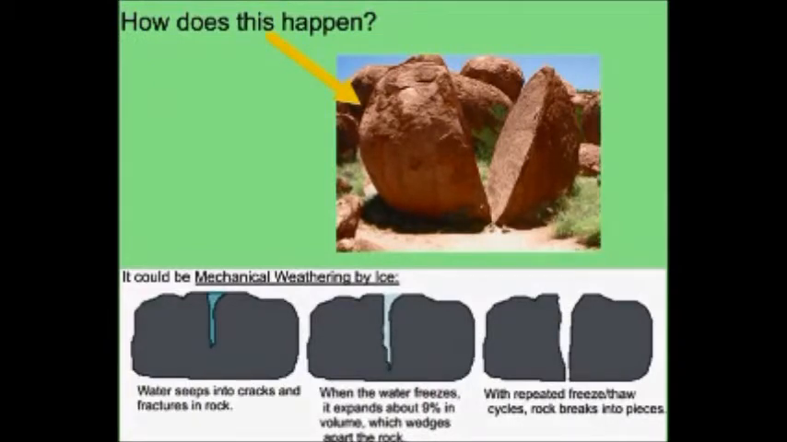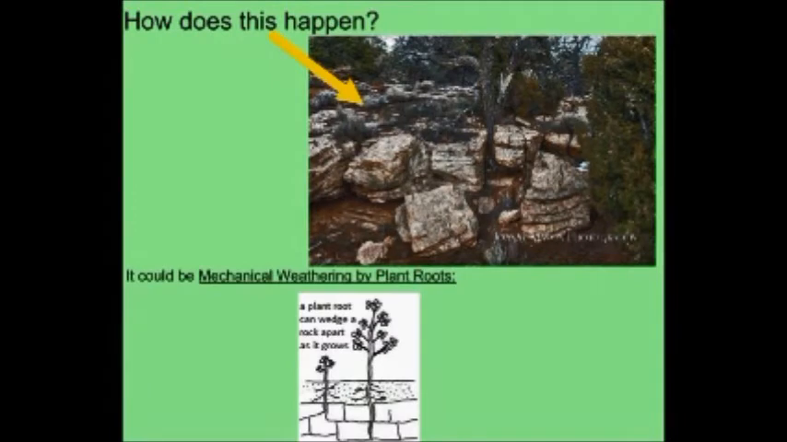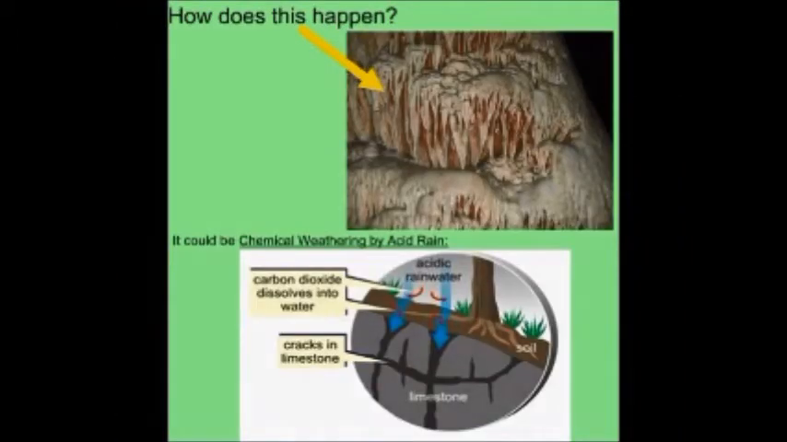An example of a rock like this could have been caused by mechanical weathering by ice. This is where water seeps into a crack, it freezes and expands, and then it can split the rock where that crack was. This is an example where a plant root has wedged its way between the crack and a rock, expanding the crack.